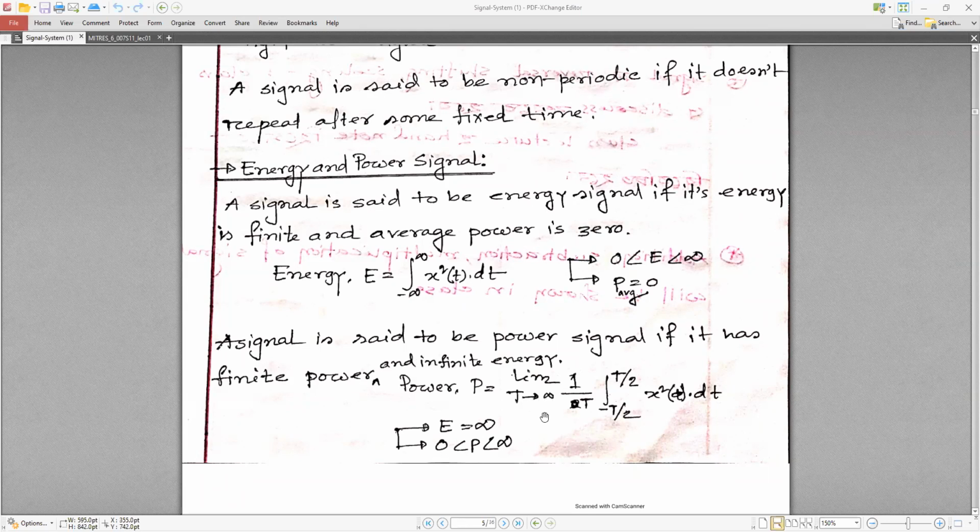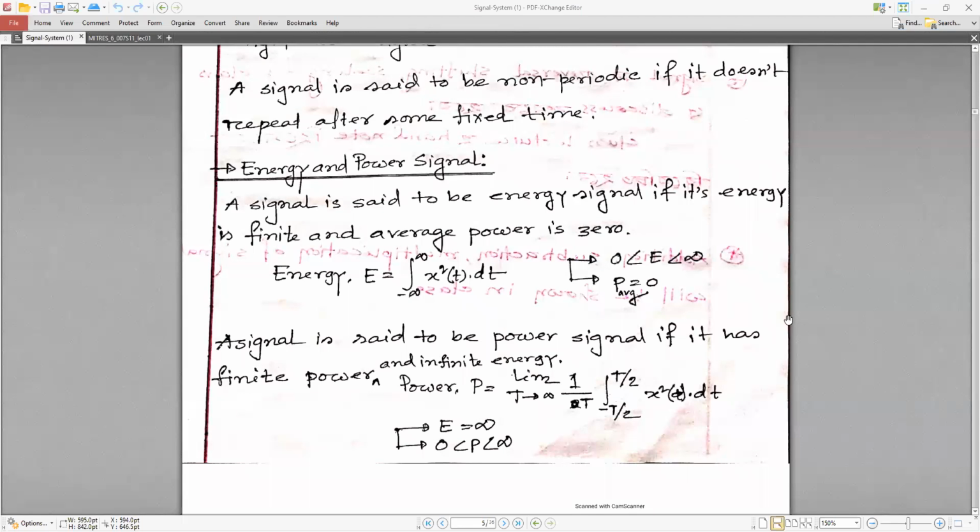See the power signal equation. T tends to infinity, 1 by T, integration from minus T by 2 to T by 2 of x squared t dt. That is the equation for the power signal. So two equations, two conditions. See the conditions very carefully. In the energy signal, the energy is finite and the average power is 0. If you look at the power signal, then the power is finite, but the energy is infinite.